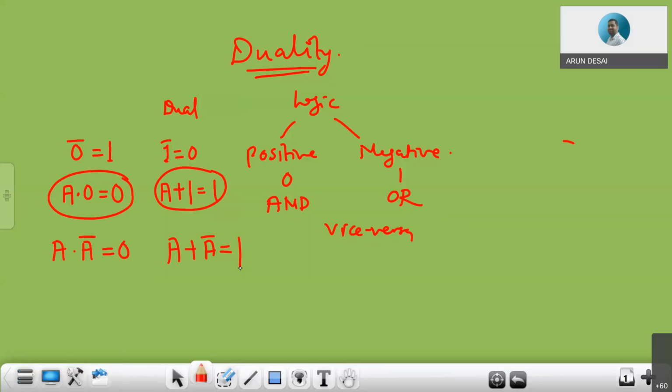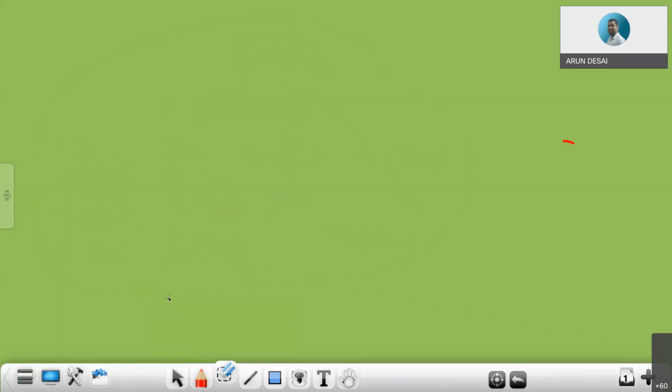So those dual expressions are there inside your book. The excellent book for this topic, or you may say for Boolean algebra, is Anand Kumar, Fundamental of Digital Circuit. So all those points are included there in that book, right? This is how we find out the dual expression for a given expression, right?